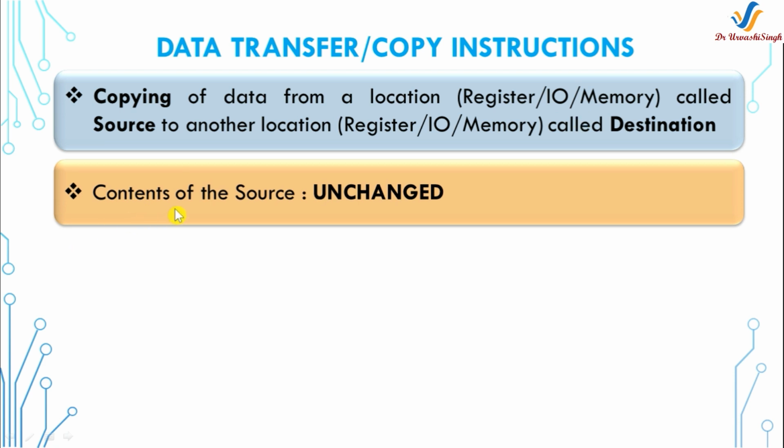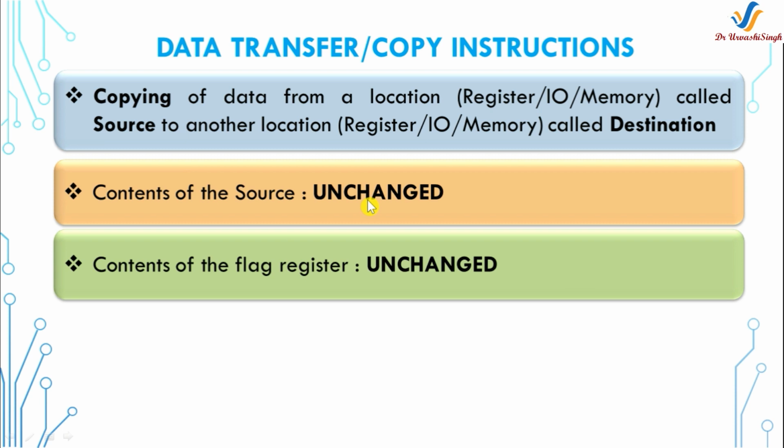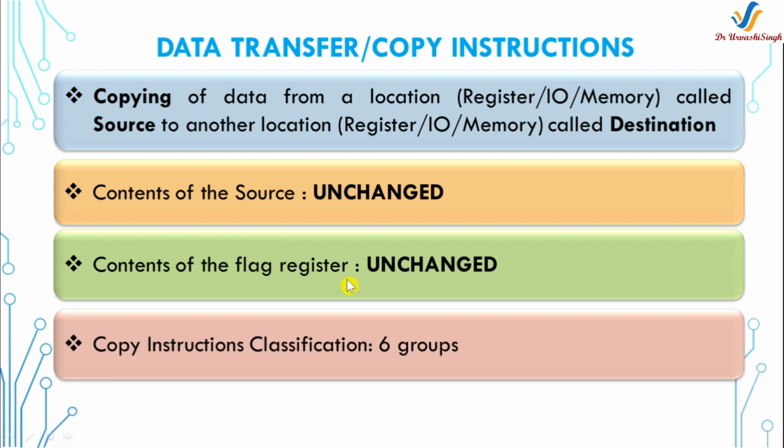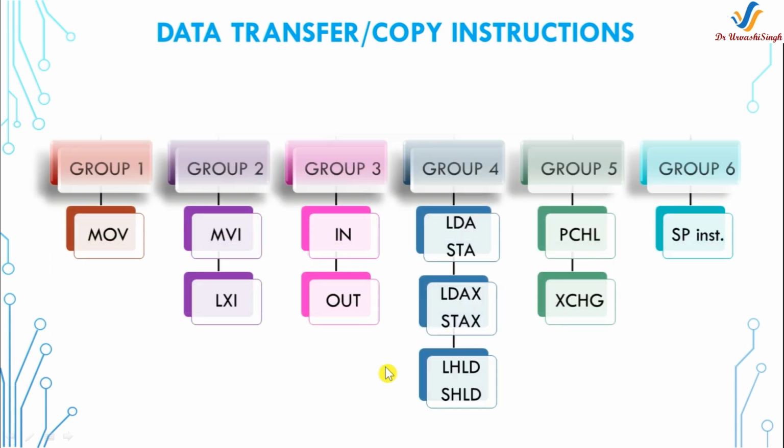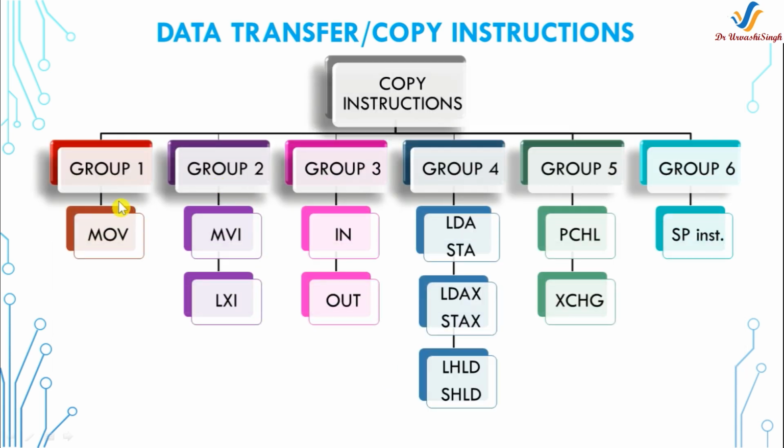While copying, the contents of the source will not be modified. In fact, there will be no change in any flags of 8085 microprocessor. These copy instructions are classified into 6 groups. So let's have a look. These are the instructions. In this video, you will study instructions from group 1 to group 4. Rest of the instructions you will study in my next video.